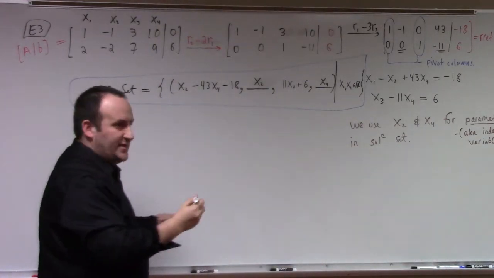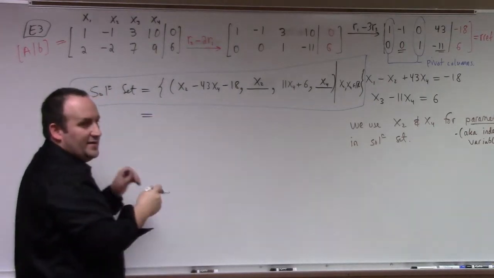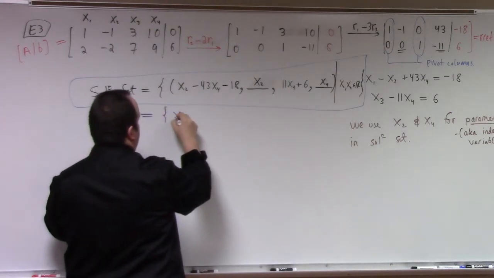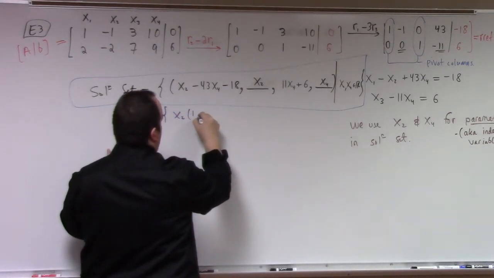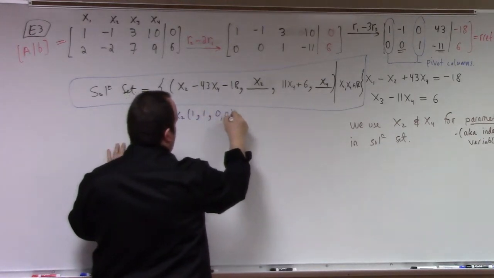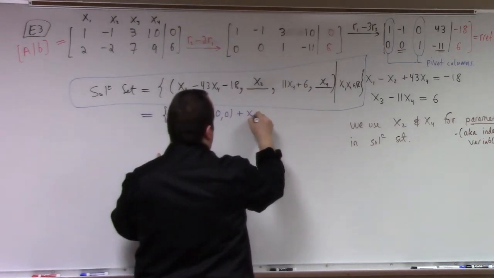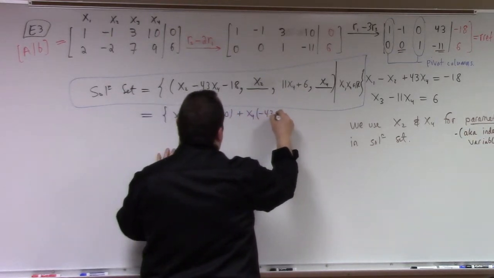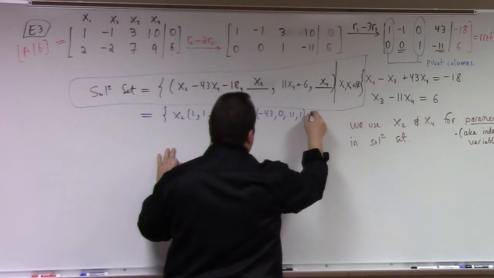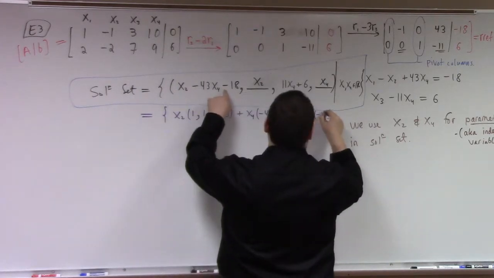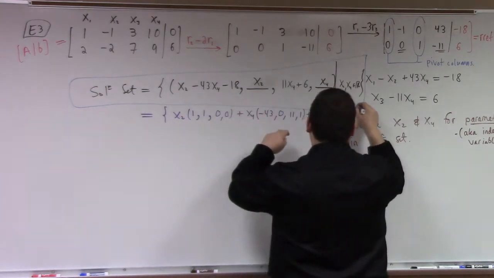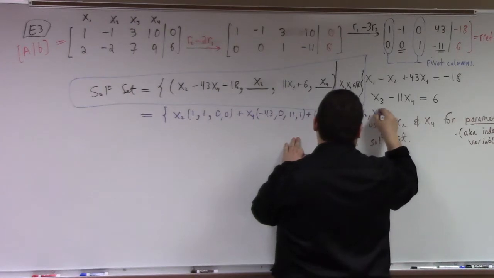It's worth 30 seconds of my time to point out, here's a comment to you from the future. This is also equal to x2 times (1, 1, 0, 0) plus x4 times (-43, 0, 11, 1), plus this other piece, (-18, 0, 6, 0), such that x2 and x4 are real numbers.